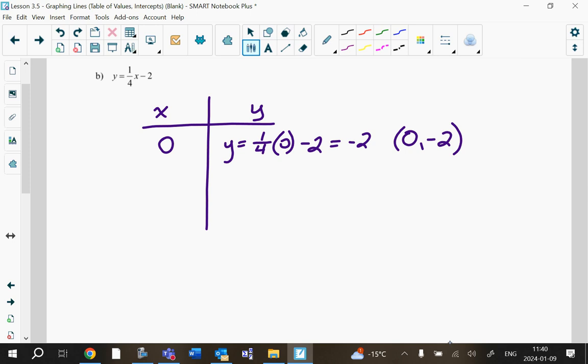Because what happens if I decided to go with 1? Wouldn't I get a fraction? Isn't that hard to graph? It's easy to graph whole numbers or integers. So we don't want to choose 1 because that's going to be too hard to graph. I want to choose a number so that when I plug it in, I know there's going to be no fraction answer.